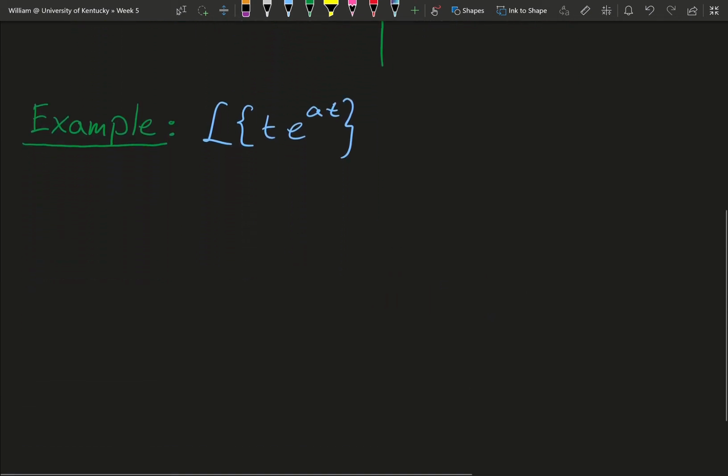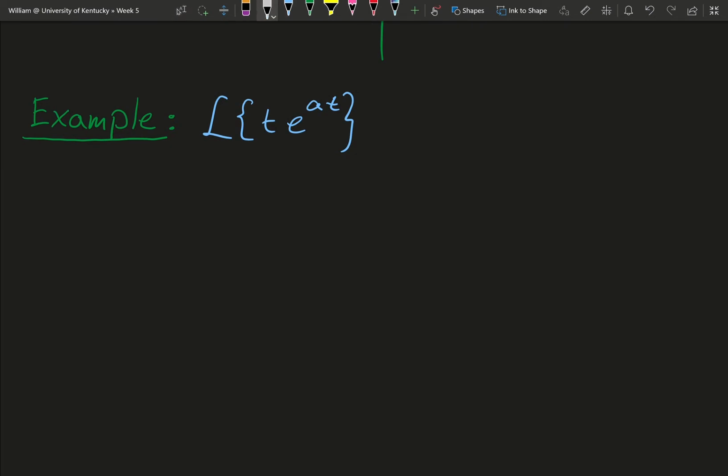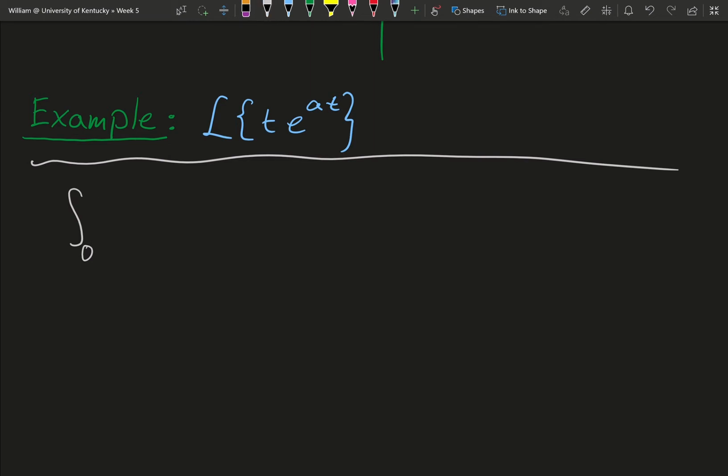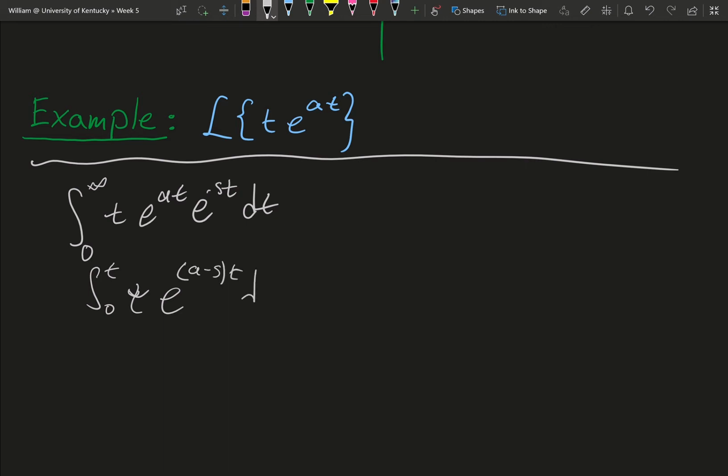Okay, but if we expand this using the definition, not 0 to t, but 0 to infinity of t, e to the at, times e to the negative st. And we'll rewrite that once, t, and then we'll just combine the exponents. So e to the (a minus s) times t dt.